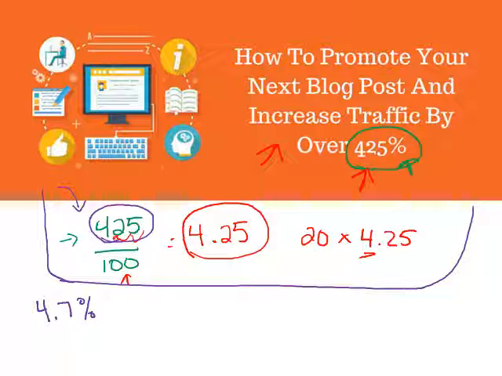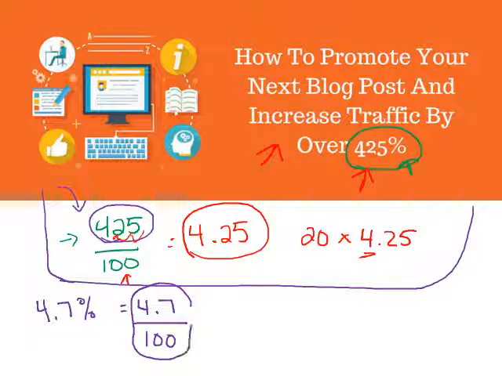4.7%. Okay. What does percent mean? Percent means out of 100. So I would take that number, 4.7, and I would put it over 100. Okay. Now, if you typed this into your calculator, 4.7 divide by 100, it would move your decimal place over 2 spaces. That's what it would give you. Okay, let's do one more example.